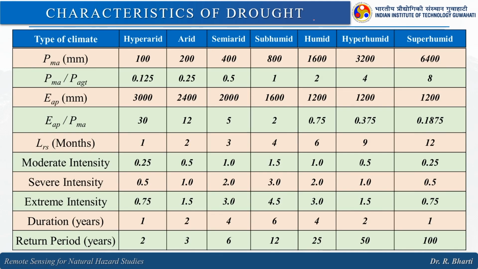So, here is the table from where you can identify the values, and here hyper-arid, arid, semi-arid, subhumid, humid, hyperhumid are given, and the return period is also given here. So, you have to check all these elements and then choose the value appropriately.